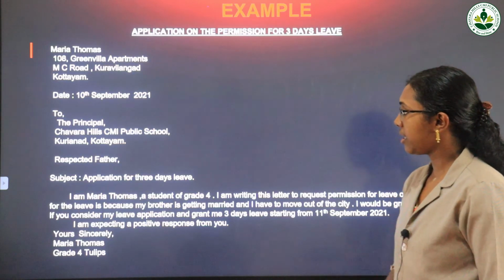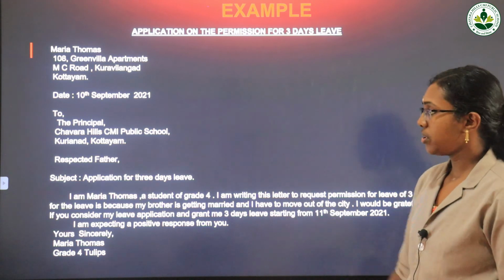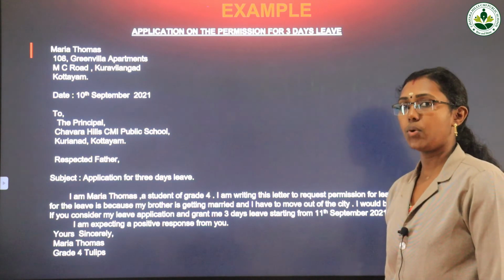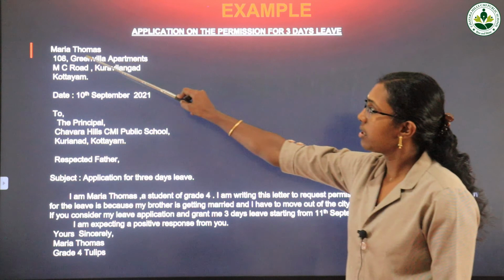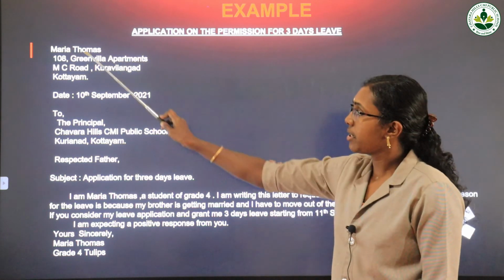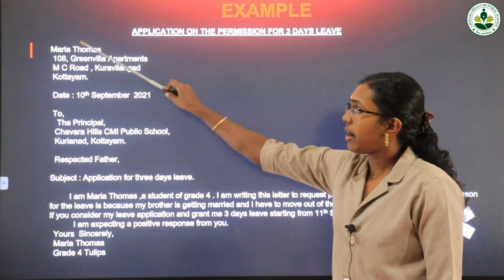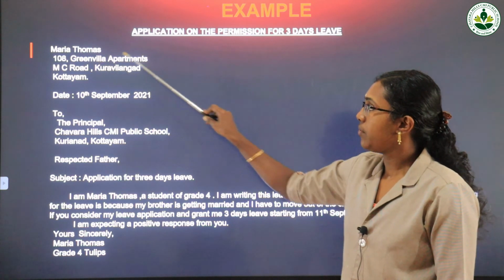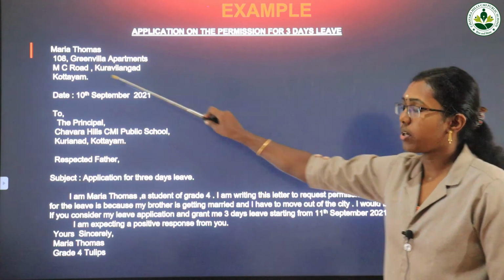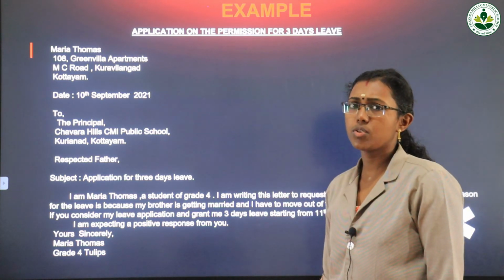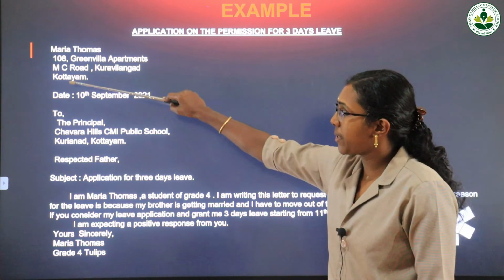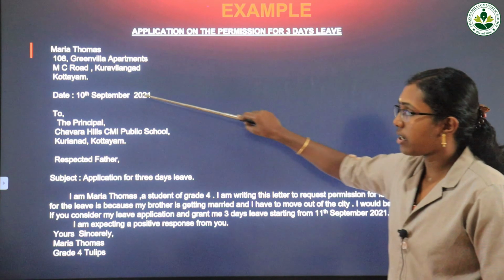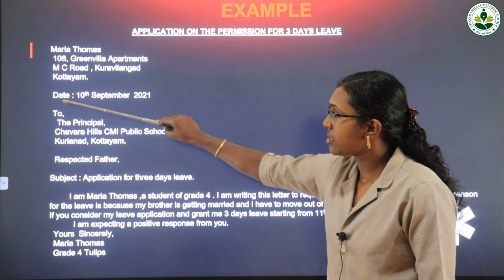One example is here. See children, this application you have to write in your English notebook. Here the student's name and her address are given: Maria Thomas, 108 Greenville Apartments, MC Road, Kurvalingad, Kottayam. You can write a creative address. See, a small space is there. Then we have written the date here. Then space again.